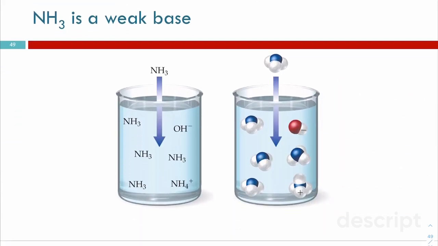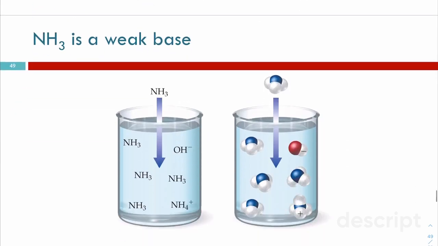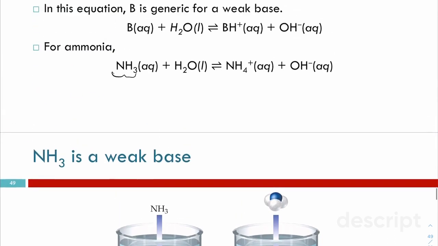So NH3 is a weak base, and again, it's creating fewer ions in the solution than a strong base would. Actually, let me go back to this. We can do the same thing. If I say I have 1 molar ammonia, what concentration of hydroxide is going to be in the solution? You're not going to be able to say exactly, but it's going to be less than 1 molar.